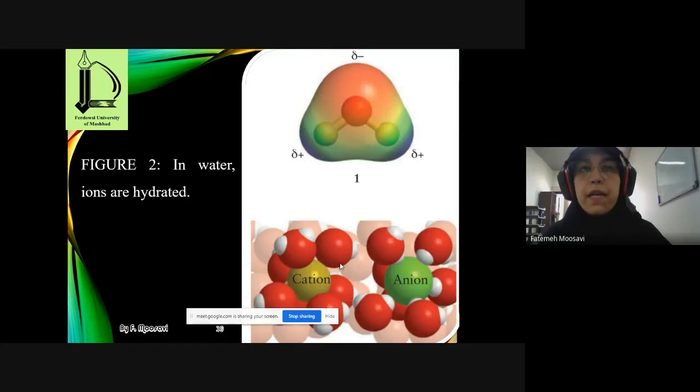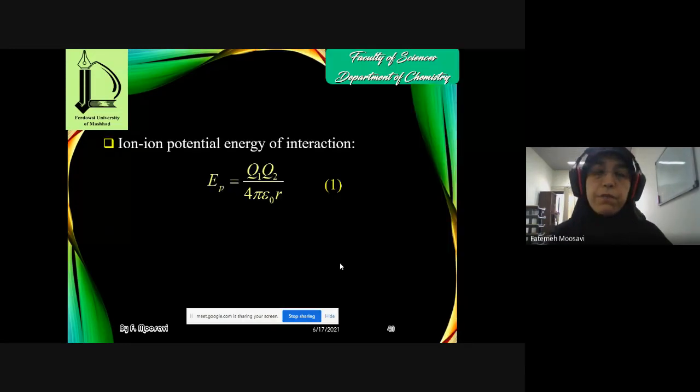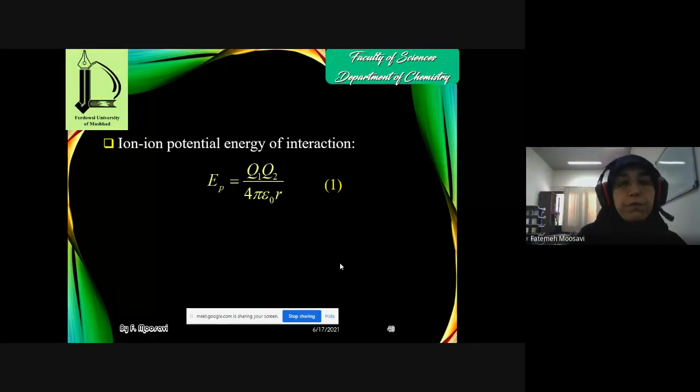To understand the ion-dipole potential energy interaction, we need to derive its relation. To derive the relation for ion-dipole potential energy of interaction, we need the ion-ion potential energy of interaction. You remember equation 1 and we spoke about it.